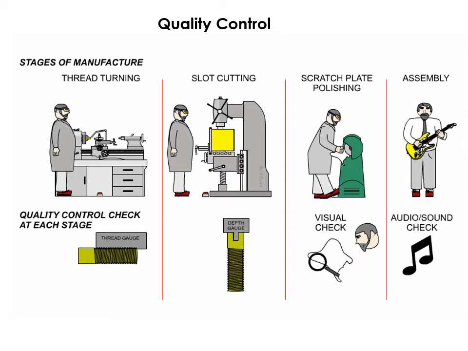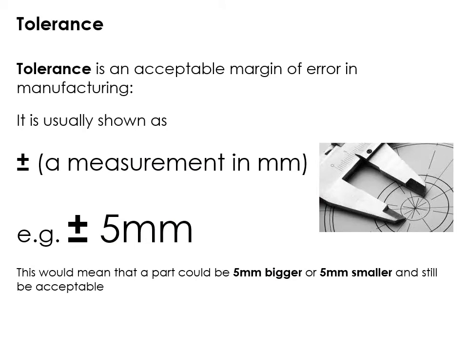Now, we spoke about tolerance really quickly. Tolerance is an acceptable margin of error in manufacturing. It's normally shown as a plus or minus measurement in millimeters. So for example, a hole could be plus or minus 5 millimeters. That's quite a big tolerance. It would mean that the hole could either be 5 millimeters bigger or 5 millimeters smaller, and it would be within tolerance. If it was any bigger, say 6 millimeters bigger or even 5.1 millimeters bigger, it would not be within tolerance, and that means that the product would have to be remade.